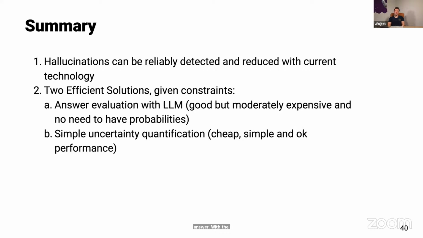And then the second main point is that there are two efficient solutions. What we showed here, basically two most promising solutions, is that if we have access to probabilities, we can use simple uncertainty quantification. It's very cheap, it works quite well, and it's really good kind of a stopgap solution that you can implement very fast. And this is going to be one of our flagship ideas. This is something that can be done really quickly, and directly embedded in the LLM interface.